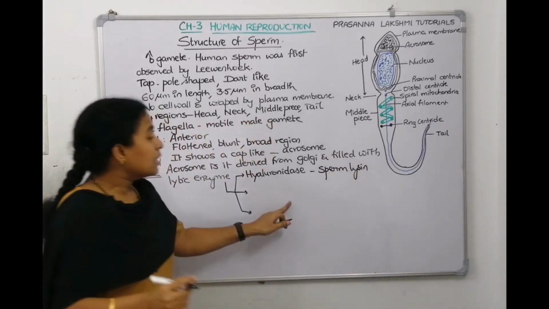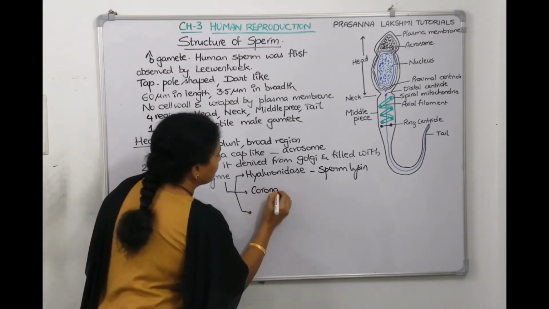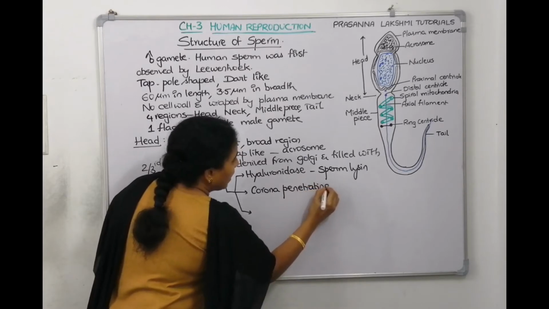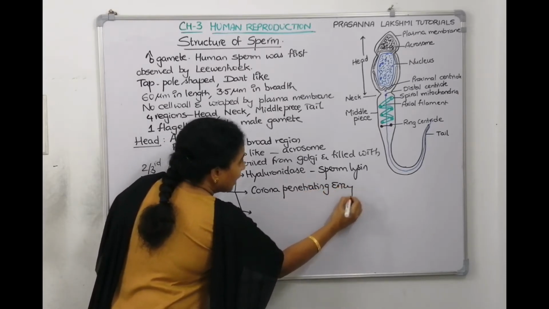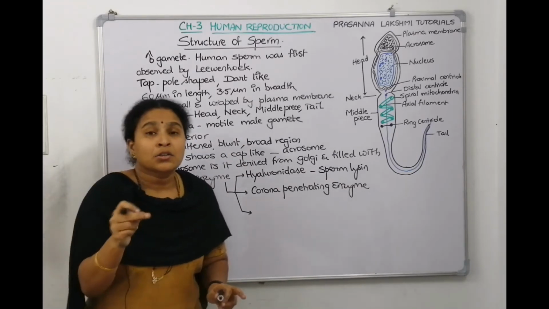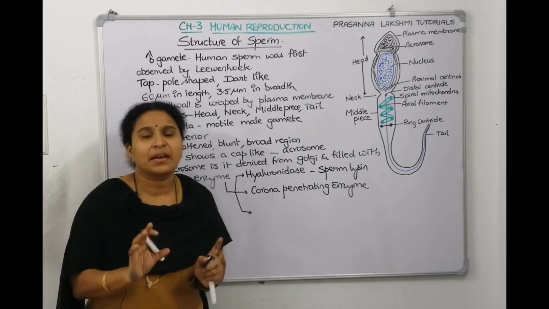The second one is corona dissolving enzyme, or corona penetrating enzyme. Egg has a layer called corona radiata. So, if the sperm has to penetrate through that, it needs a corona penetrating enzyme.